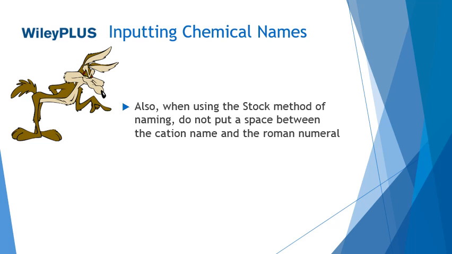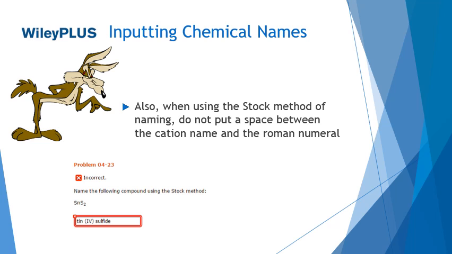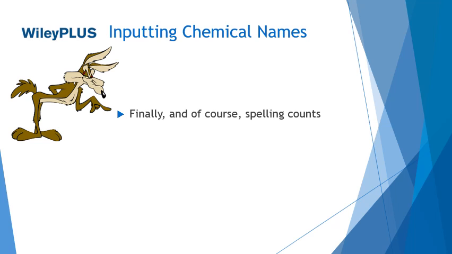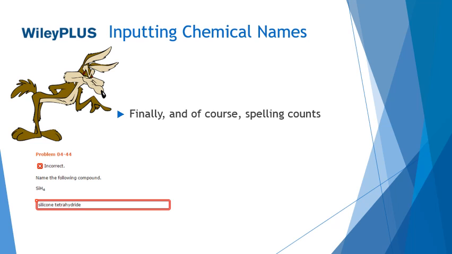Also, if you use the stock method for naming transition metals, do not put a space between the cation name and the Roman numeral. If you write tin-4 sulfide this way, Wiley's going to mark it wrong. However, with no space between the tin and the Roman numeral, you'll get it correct. Finally, spelling counts. If you spell the name incorrectly, they'll mark it wrong. Correct spelling will get you the correct answer.